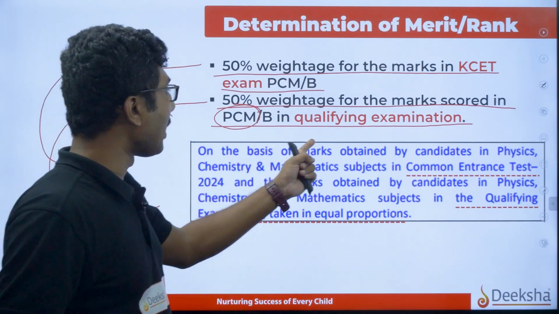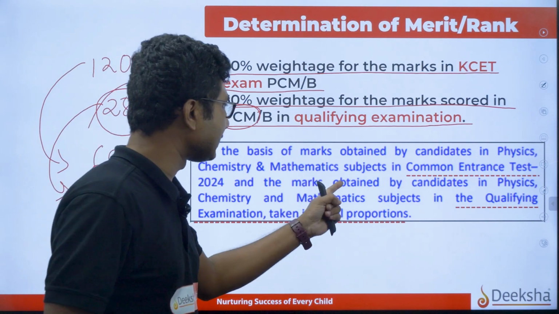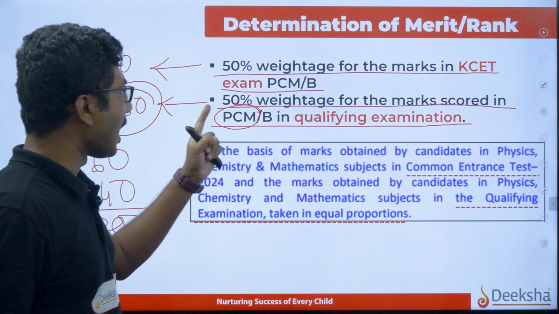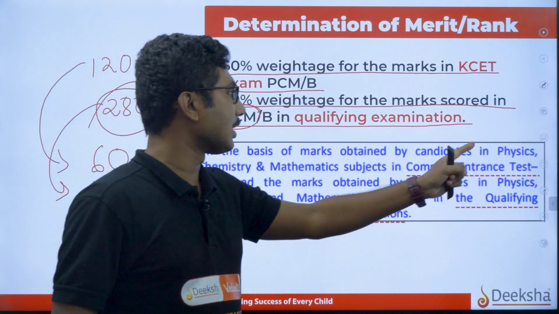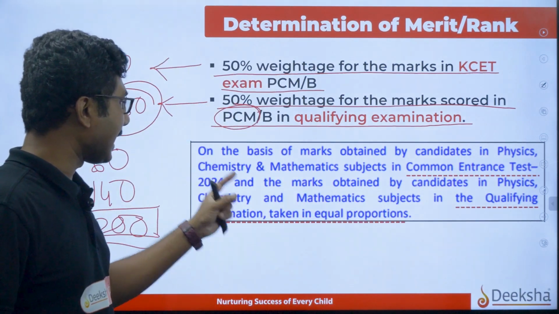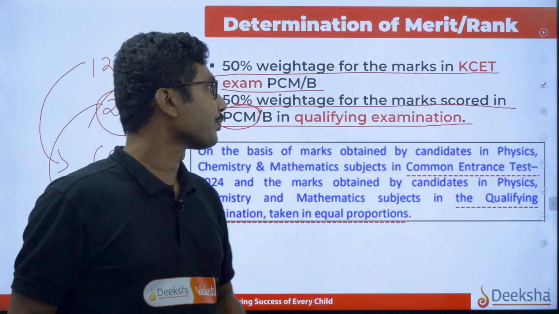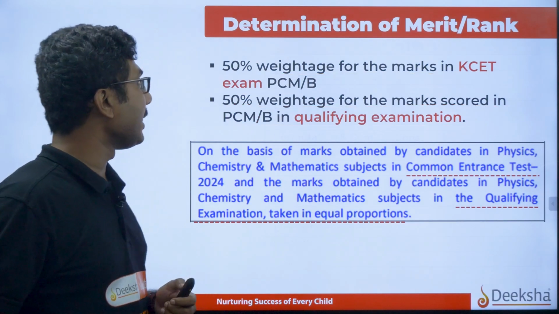On the basis of marks obtained by candidates in physics, chemistry and mathematics in the Common Entrance Test 2024 and the marks obtained in physics, chemistry and mathematics in the qualifying examination, taken in equal proportions. Equal proportion means 50-50. If you still have any doubt, do not forget to mention that in the comment.